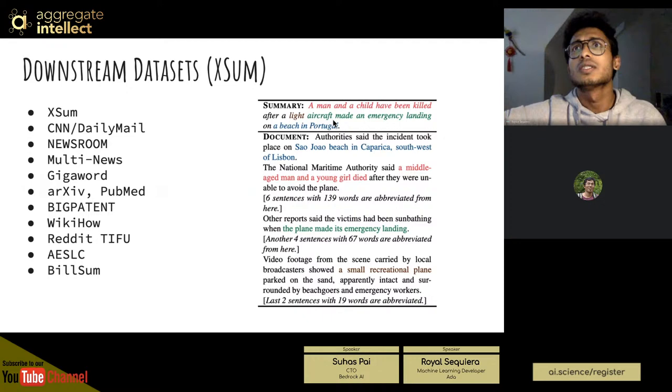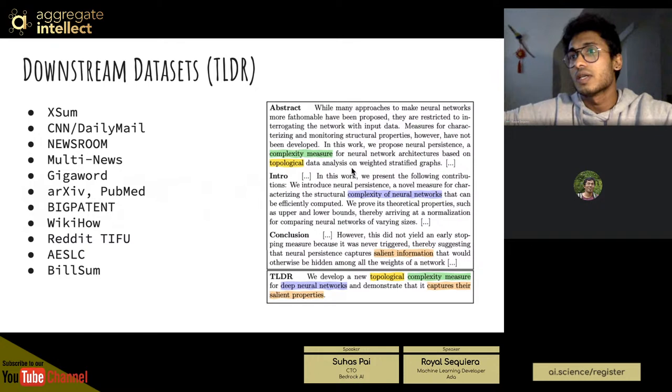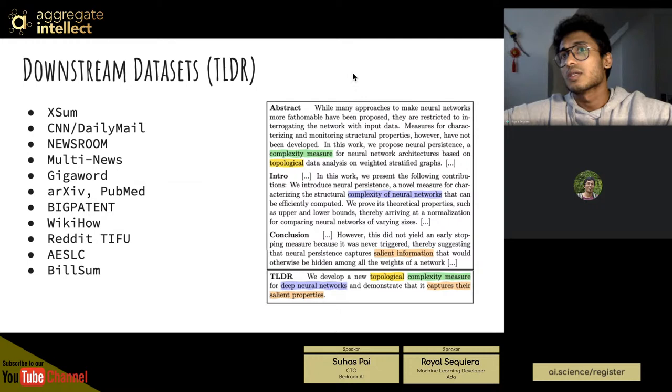Similarly, we have TLDR. So this is, like I said, machine learning and deep learning papers. You see this document is much bigger, but the summary has words coming from different parts of the document, not just the abstract or conclusion and so on. So you would have to keep track of all the content that's present in the entire document, as well as novel words that are not present in the document at all. Exactly, and make sure you generate a sentence that is comprehensible and sounds natural.